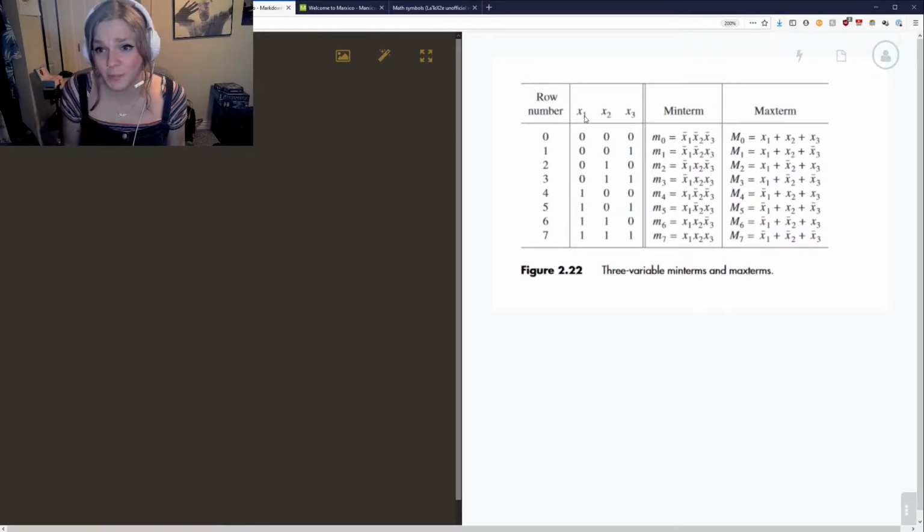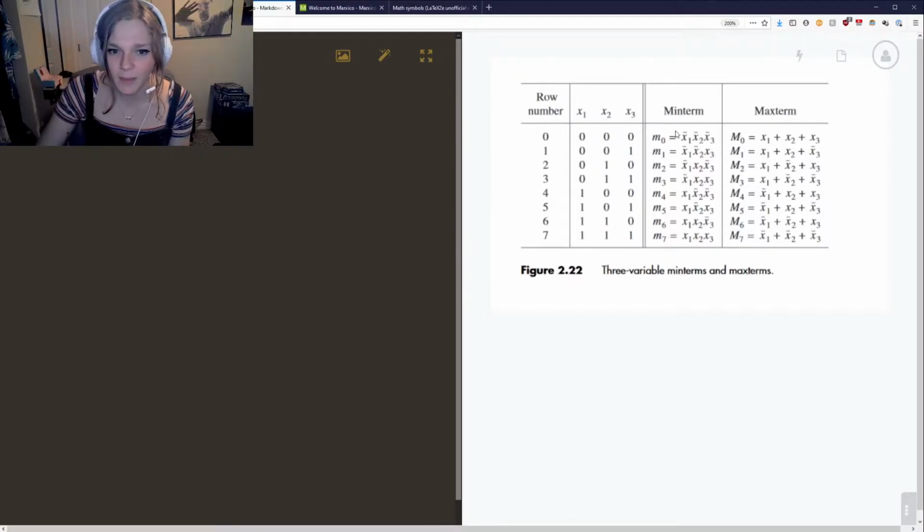Our min term, hopefully you're familiar with this, is an expression. It is a set of ands that tells us that we are definitely in this row. So if m0 is true, being not x1 and not x2 and not x3, then we are definitely in row 0. Because as you can see here, x0 is 0, x1 is 0, x2 is 0, and x3 is 0.